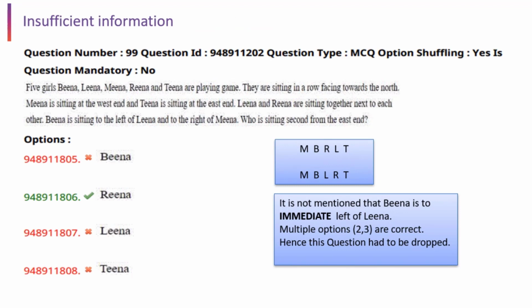Again, this is another question which we have taken from one of the exams some time back. Here also the word immediate was missing. So that was the reason we have 2 also as an answer. We have 3 also as an answer. So again, we had to drop this question.